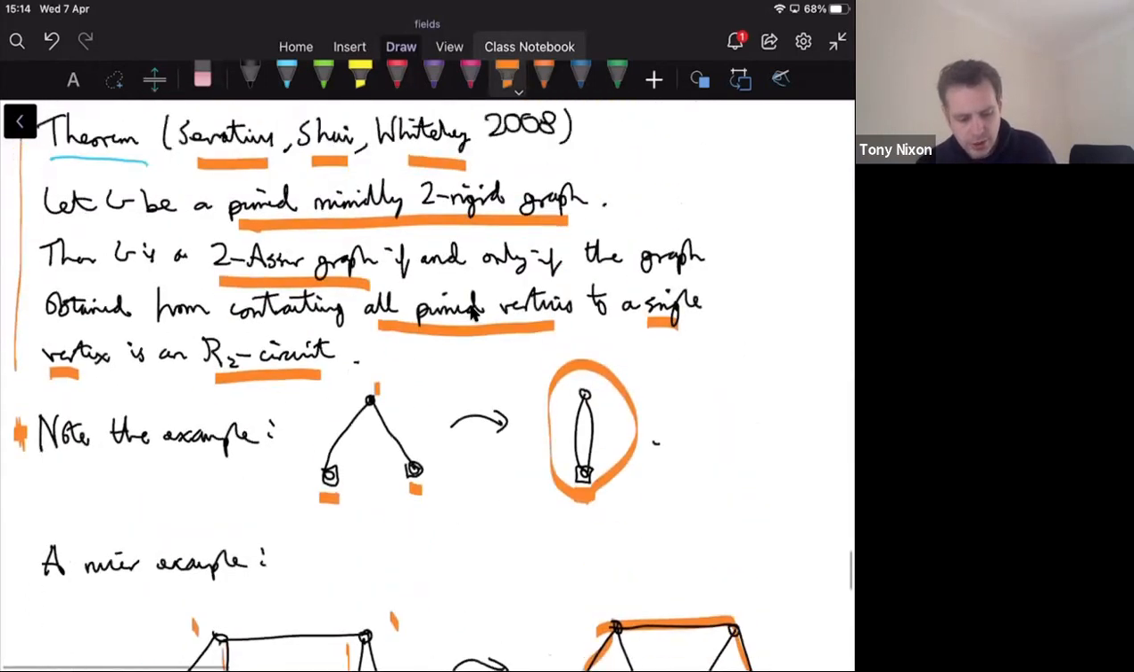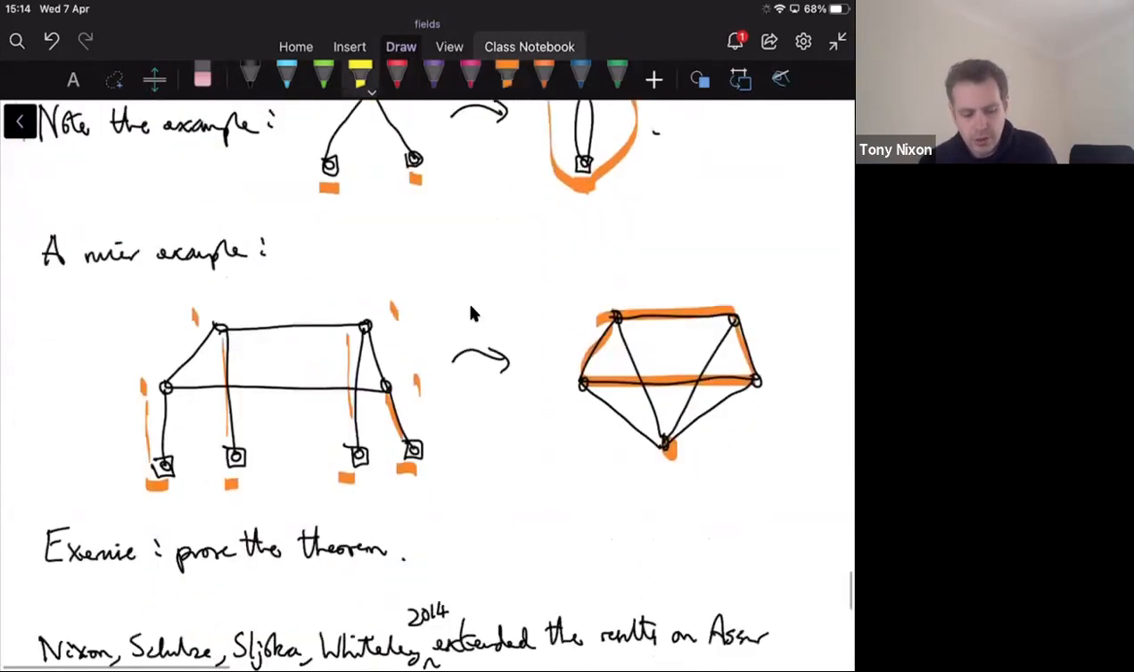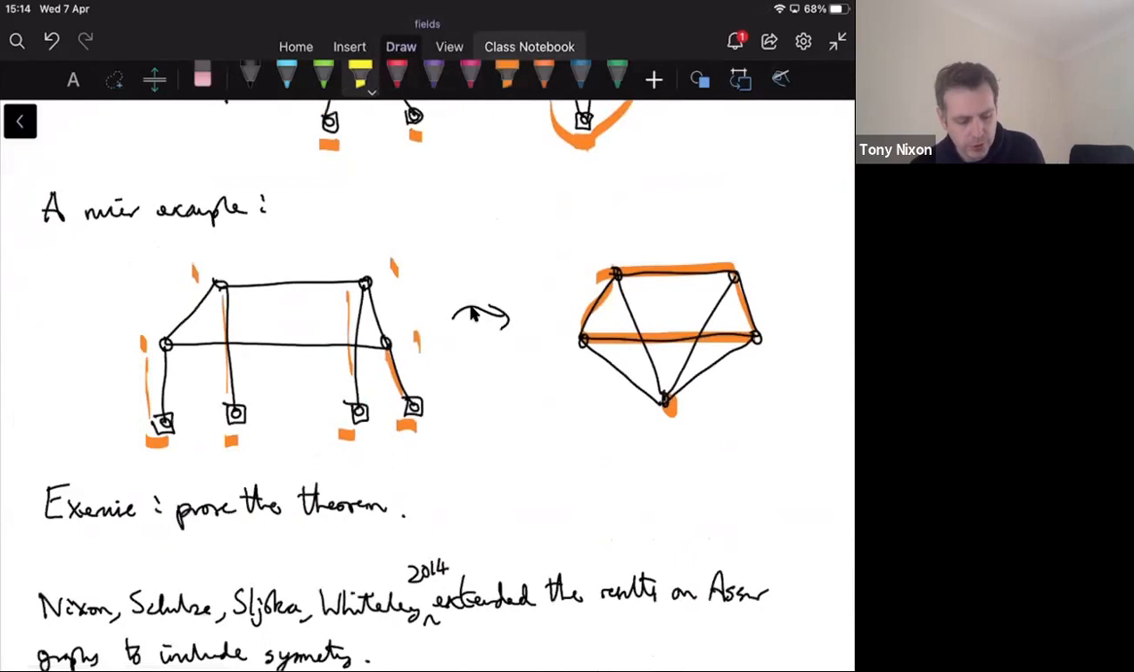Okay, so the theorem says you're a 2SU graph if and only if when you contract the pins, you get a circuit. You can look up the proof if you like, but if you want a challenge of an exercise, it's not too hard to prove. So feel free to have a go at that.